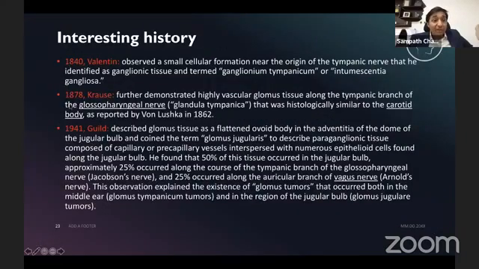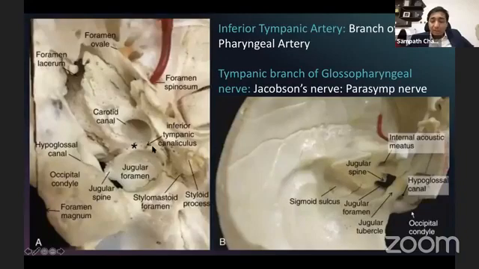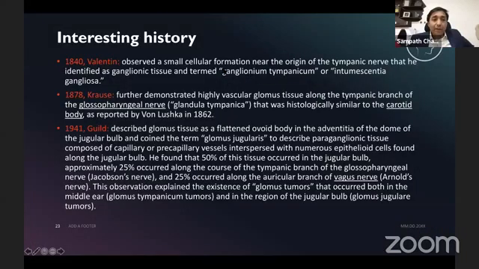That was in 1840. In 1878, Krause further demonstrated highly vascular glomus tissue. So that vascular ganglionic tissue and a little bit of glomus tissue was found along the tympanic branch of the glossopharyngeal nerve, again at this point itself. Okay, so at this point, Valentin and Krause discovered anatomically ganglions of the glossopharyngeal nerve and glomus tissues adjacent to it.